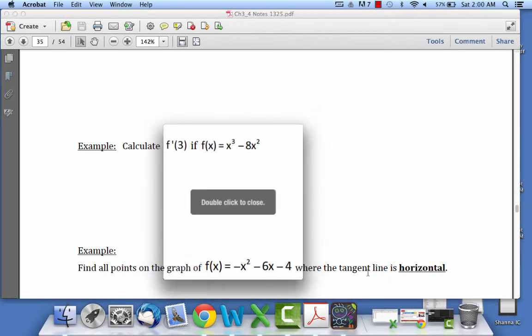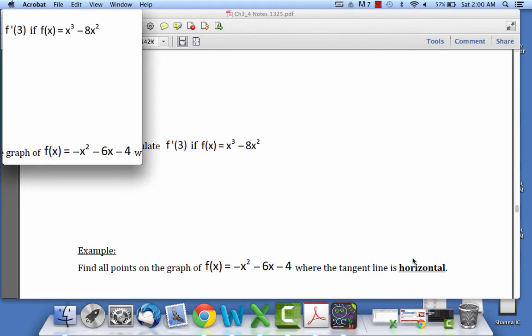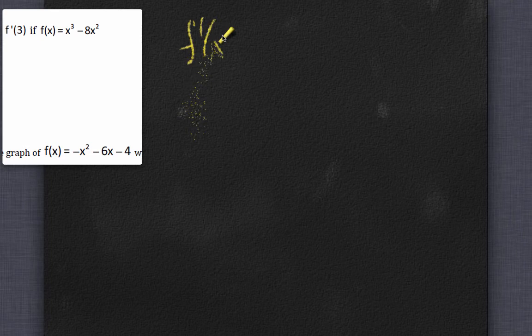Okay, so I'm going to read this to you now because I'm going to just remember it. Of course, I've already done it a couple of times now, but we're going to talk about when the tangent line is horizontal. So that's the question that goes with this second equation. On the first one, it asks for f prime of 3. So the first thing I'm going to do is find f prime of x.